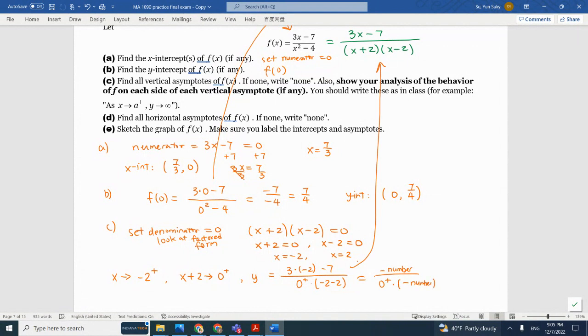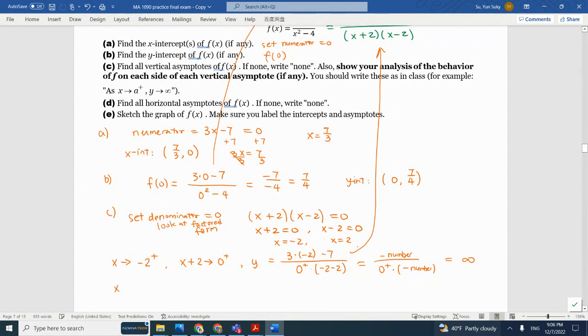You actually don't care what the number is. You only need to know whether the number is positive or negative. Here, two negatives make it positive. Therefore, a constant over 0 plus or 0 minus, we get infinity, but because two negatives give us a positive, we get positive infinity.